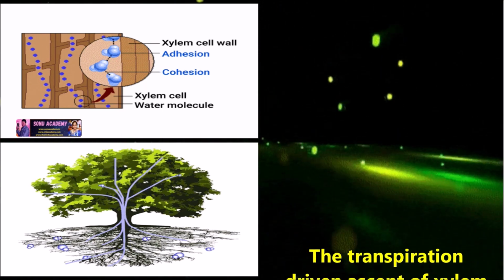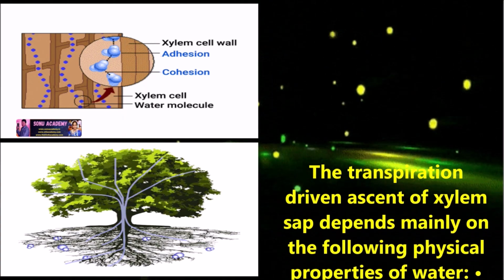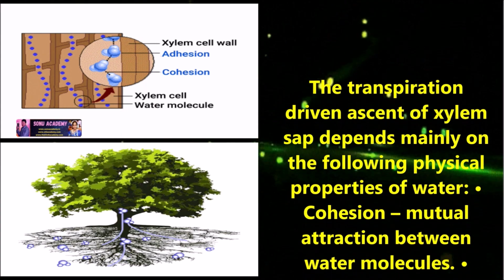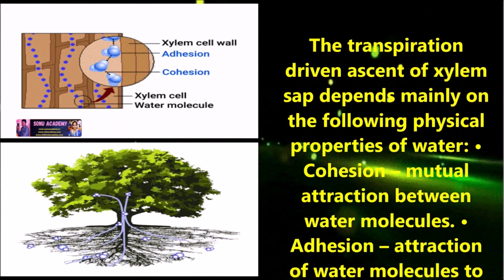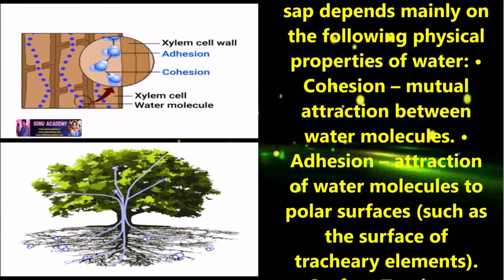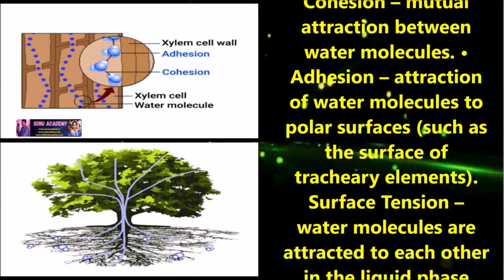Children, the transpiration-driven ascent of xylem sap depends mainly on the following physical properties of water: cohesion and adhesion. Cohesion means mutual attraction between water molecules. Adhesion means attraction of water molecules to polar surfaces such as the surface of tracheary elements.